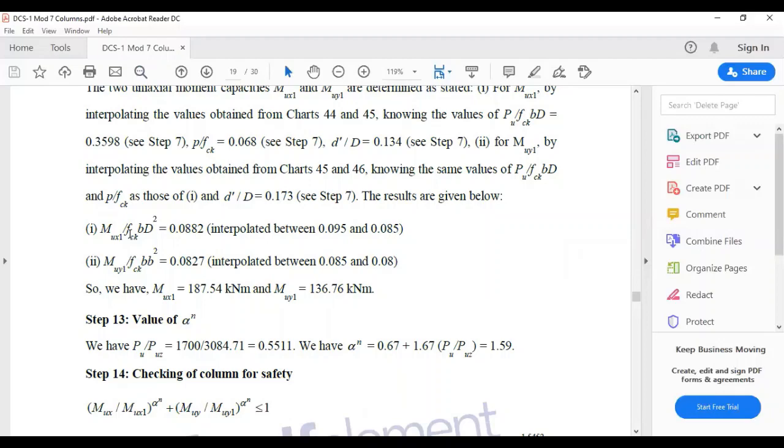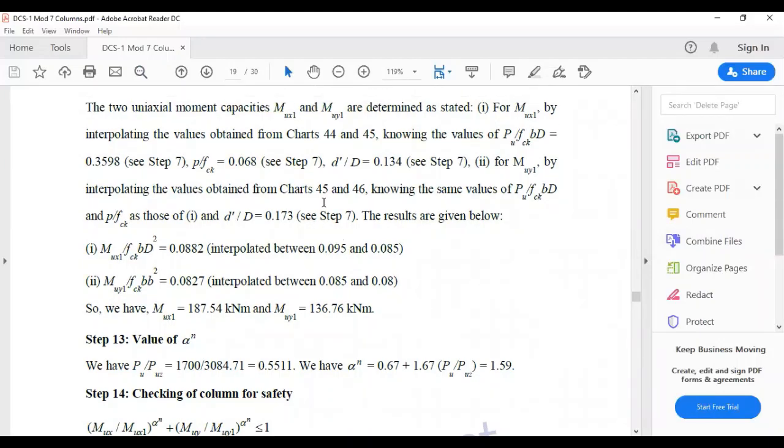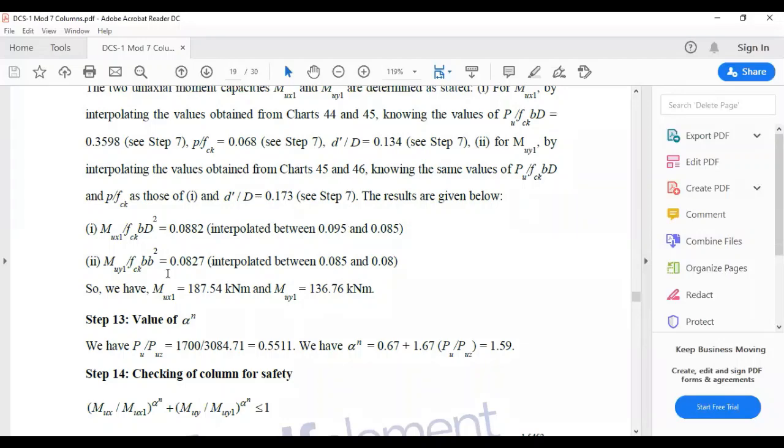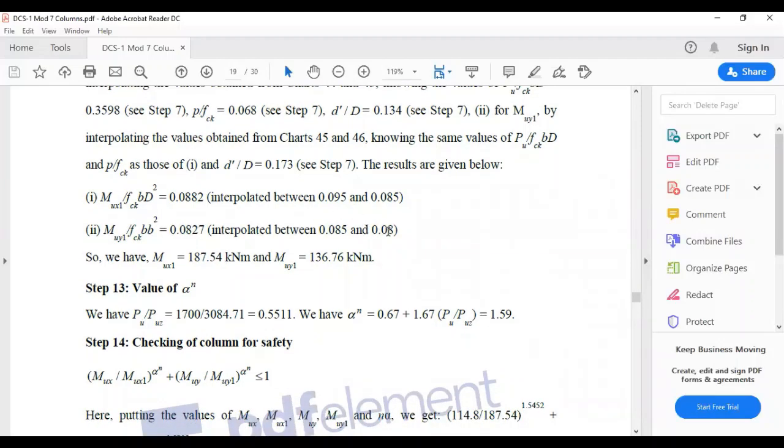So MUX upon FCK BD square is 0.0882, which is an interpolated value between 0.095 and 0.085 from charts 45 and 46 of SP16. And similarly, MUY1 upon FCK BD square is 0.0827, which is interpolated between 0.085 and 0.08. So we have the value of MUX1 as 187.54. We'll find the value of MUX1 from here and MUY1 from here. So it is 136.76 kN/meter.